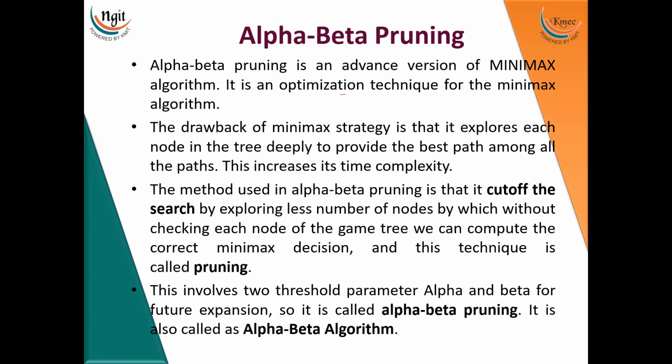But the method used in alpha beta pruning is the cutoff search by exploring fewer nodes, by which, without checking each node of the game tree, we can compute the correct min-max decision, and this technique is called pruning. To implement this, generally we require two threshold parameters that we call alpha and beta. That's why we call this alpha beta pruning, or the alpha beta algorithm.